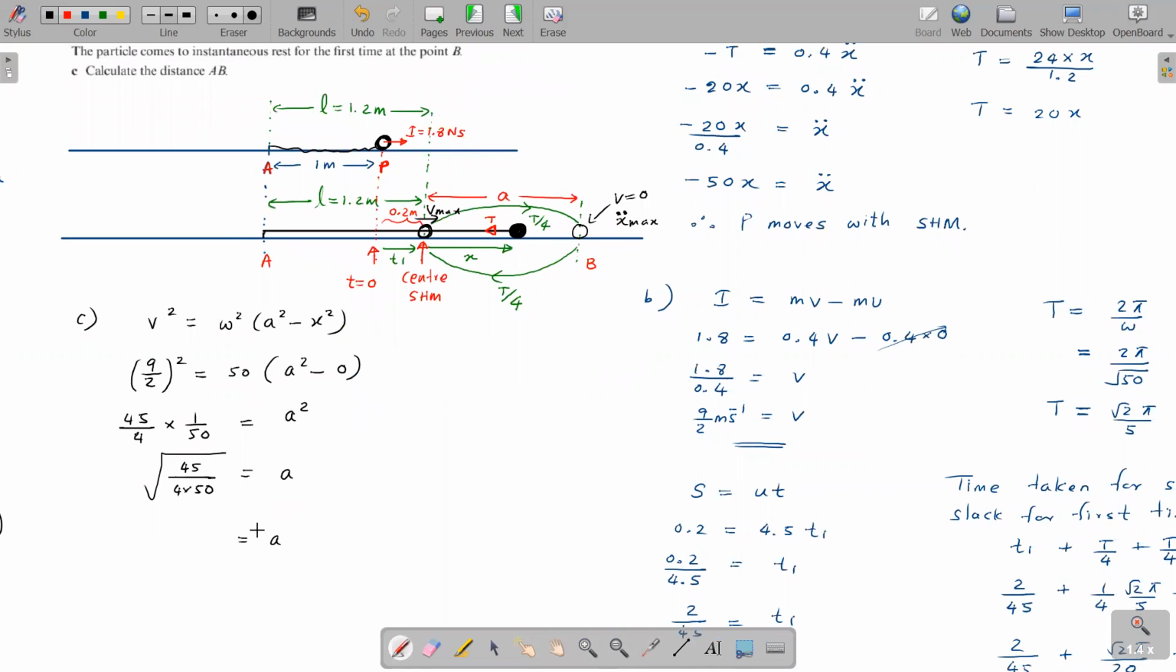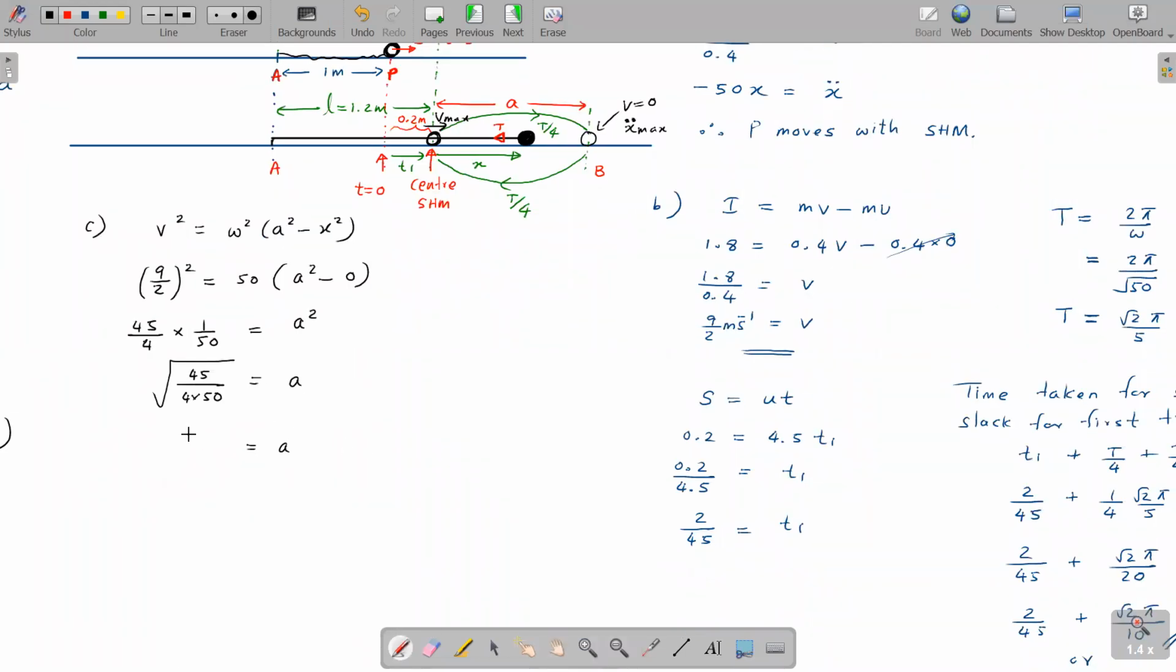So the exact answer is 3 root 10 over 20. So AB distance is the natural length plus the amplitude, because A is the place where the string is attached to the ground. So 1.2 plus 3 root 10 over 20. So we get the answer.